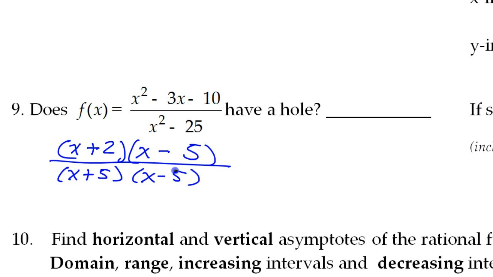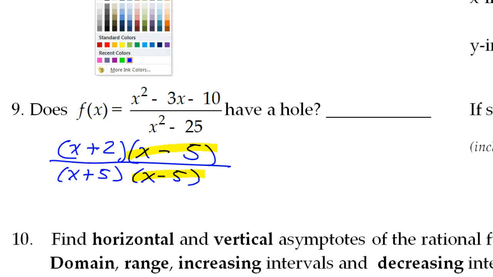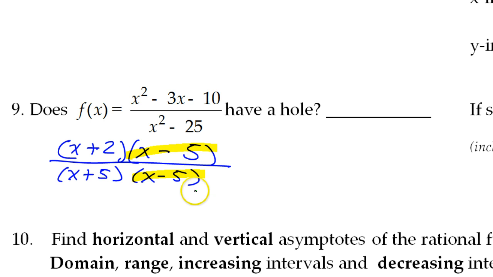Okay, so you see these factors that are about to cancel out. The x minus 5 and the other x minus 5. So this is going to lead to a hole, when things cancel out like this. Setting x minus 5 equal to 0 tells us there's a hole at x equals 5.